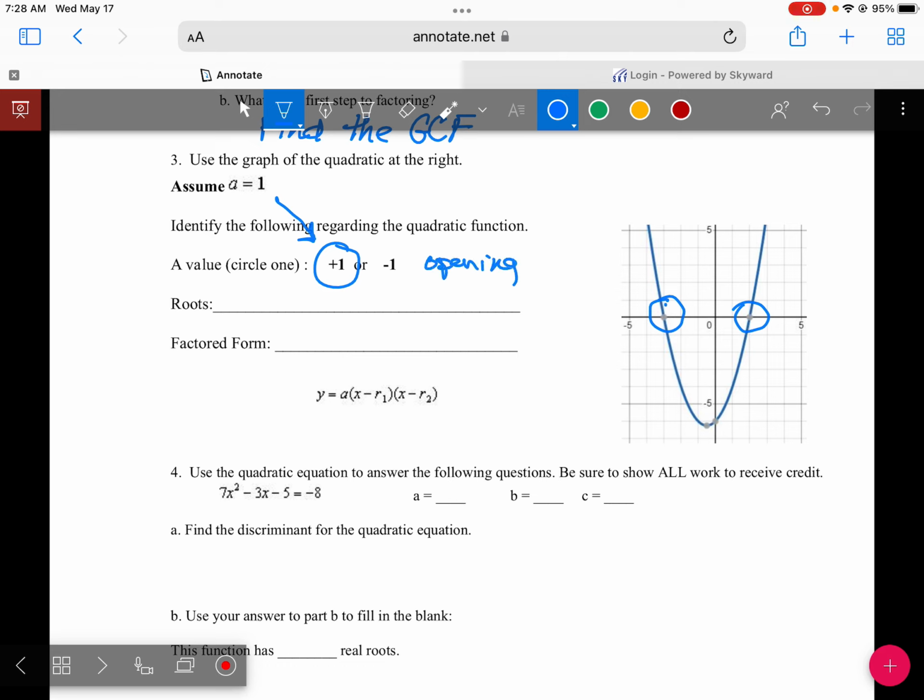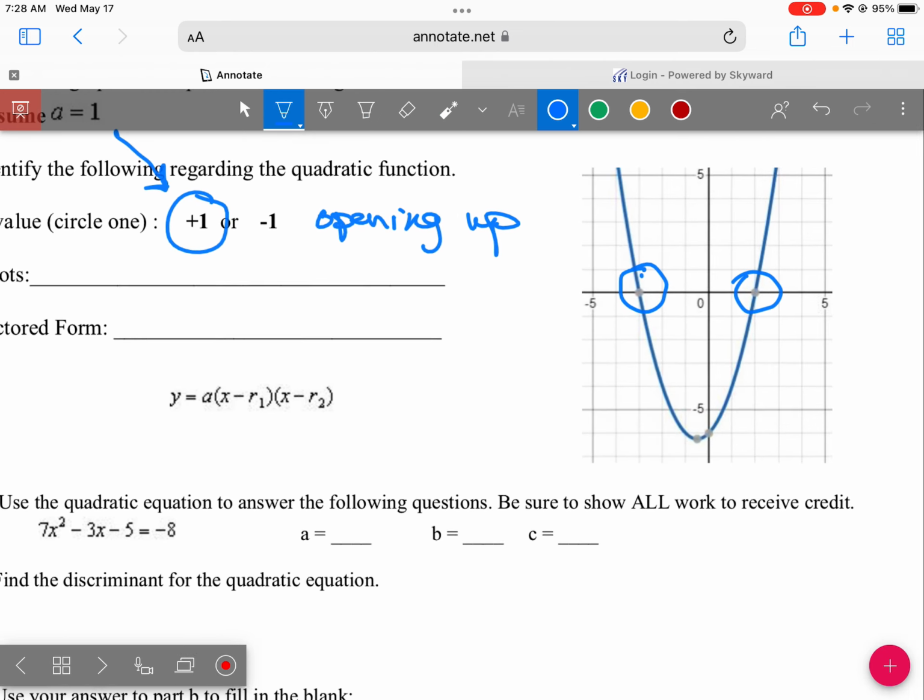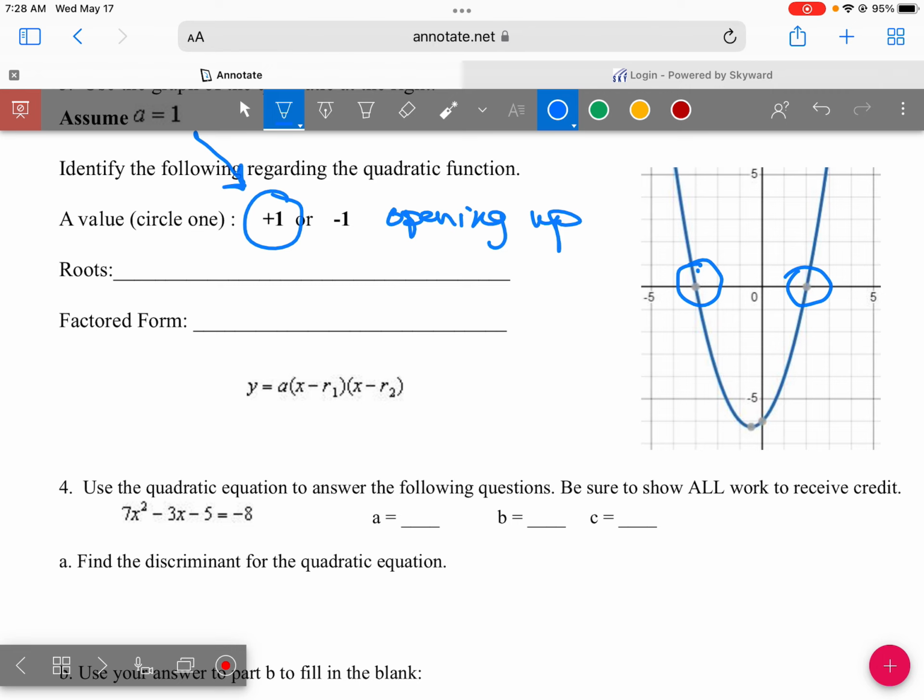Okay? What are my roots? My roots, my zeros. What else did they call them? There's like another term. Of course, I can't think of it. What are my roots here? -3 and 2. Yes, the roots are where it crosses the x-axis. Okay, so this is -3 and +2.